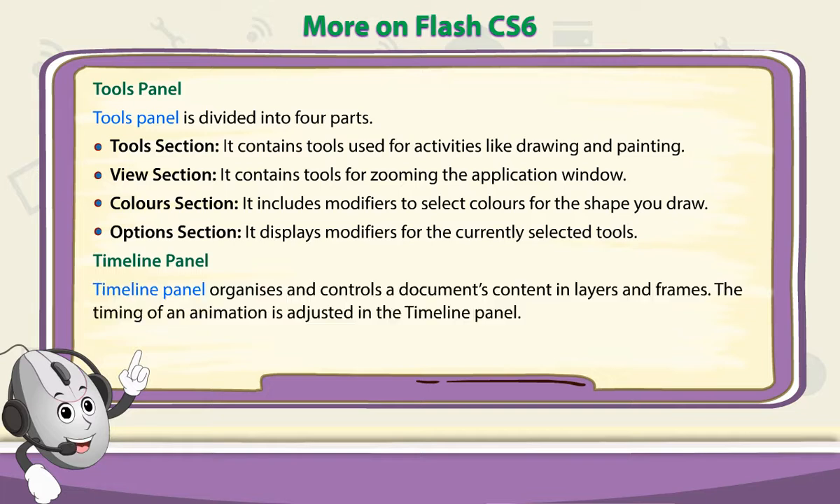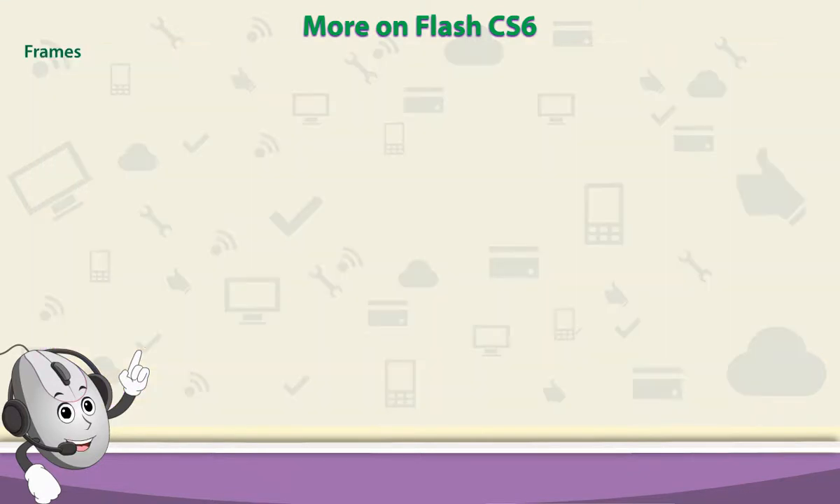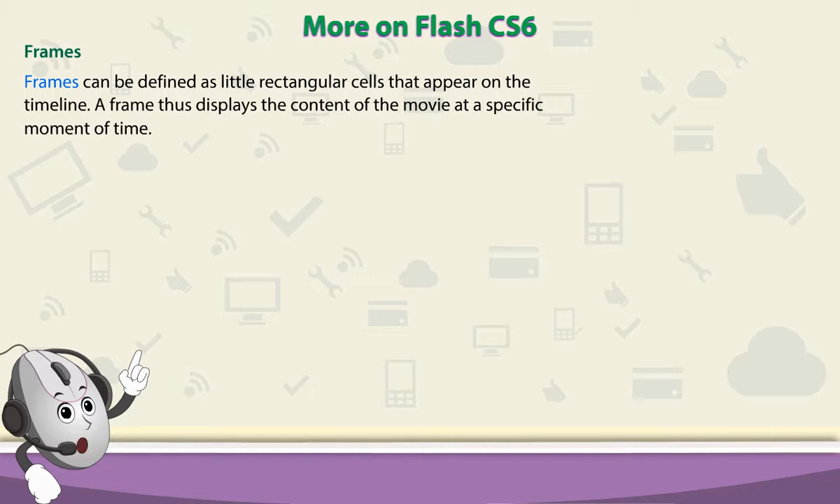Timeline panel. Timeline panel organizes and controls a document's content in layers and frames. The timing of an animation is adjusted in the timeline panel. Thus, it helps in setting the sequence of a movie or animation. Frames. Frames can be defined as little rectangular cells that appear on the timeline. A frame thus displays the content of the movie at a specific moment of time.